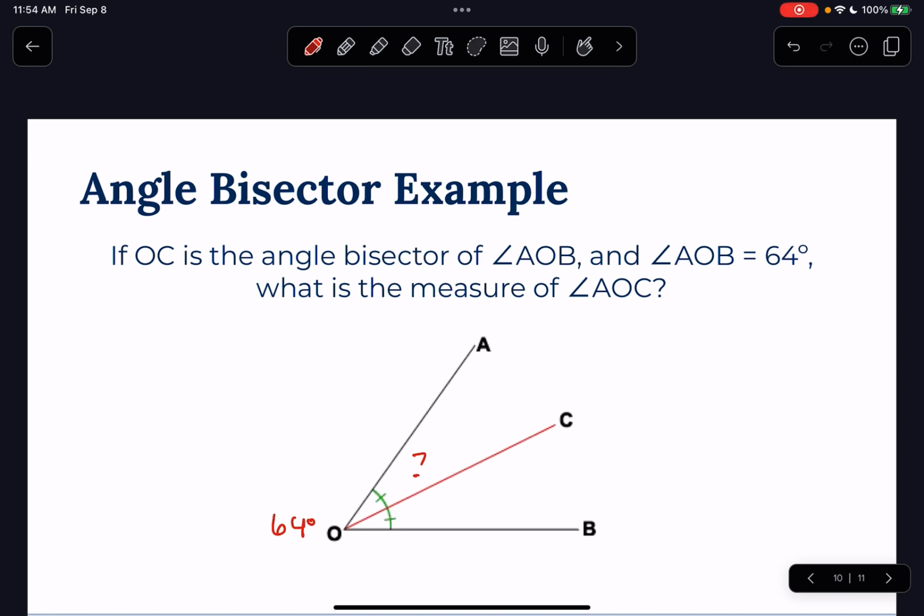So that means we are going to be taking this 64 degrees and splitting it into two equal pieces or dividing it into two equal pieces. And 64 divided by 2 is 32 degrees. So we know that angle AOC has to be 32 degrees if 64 is being split into two equal pieces.